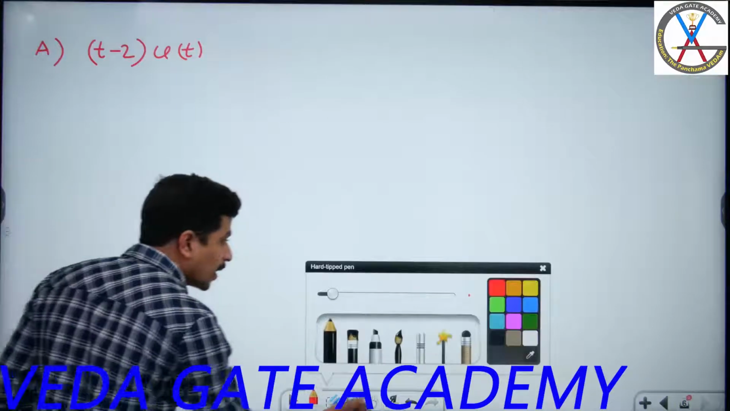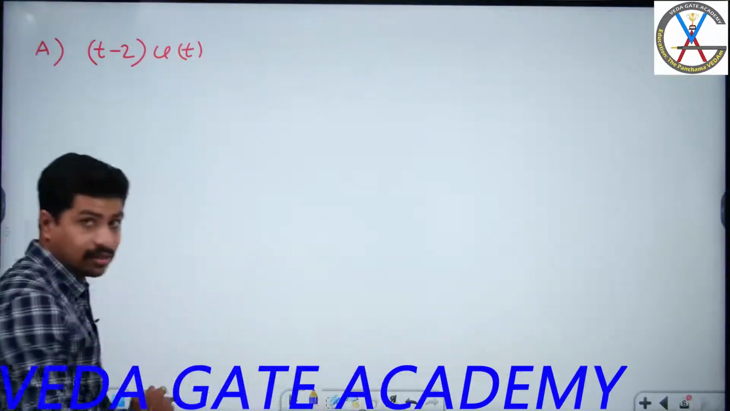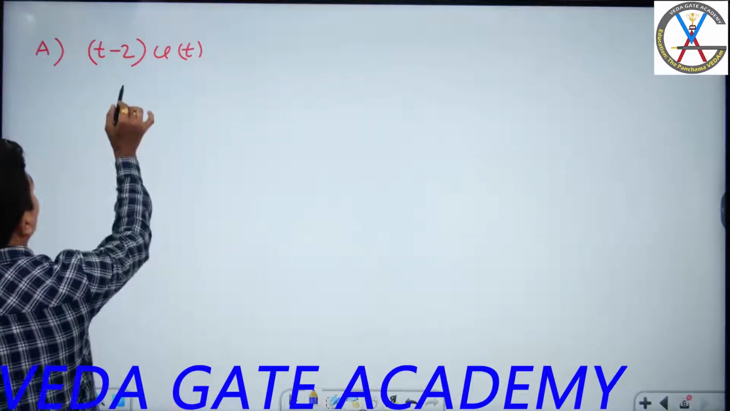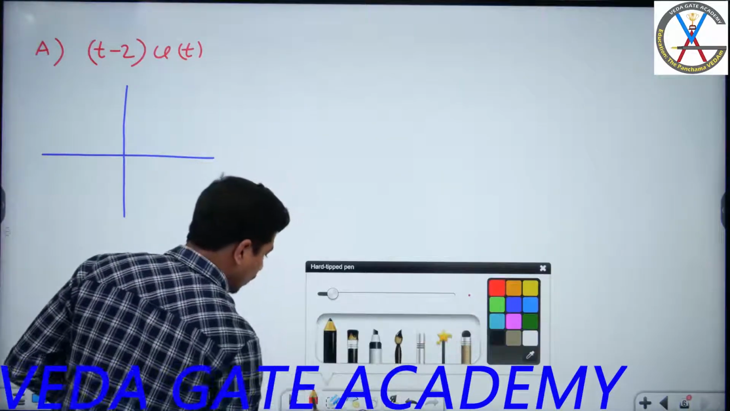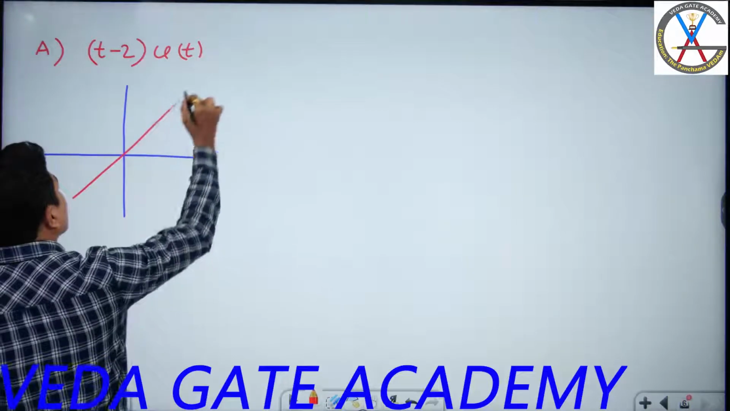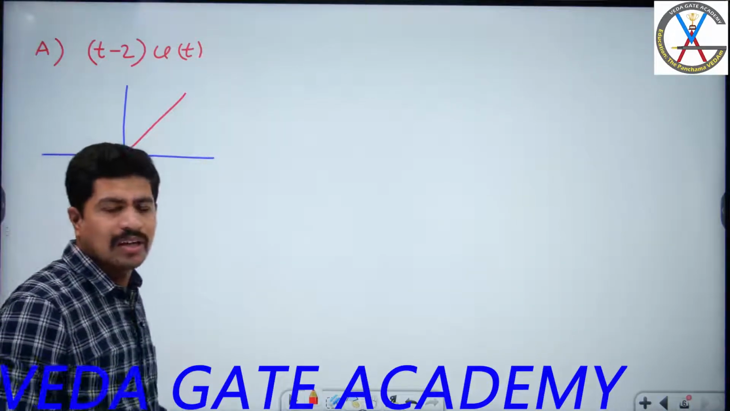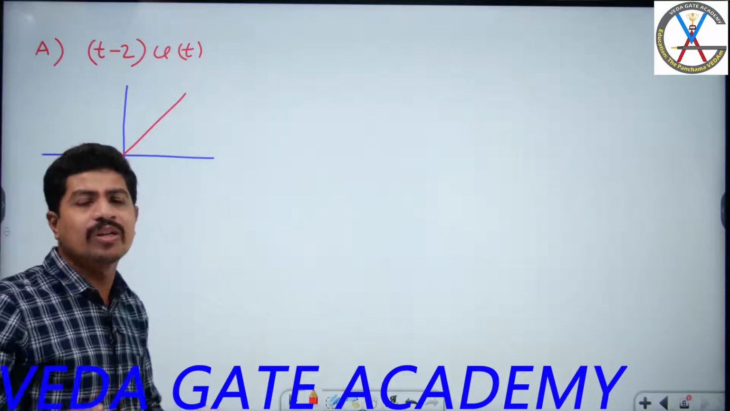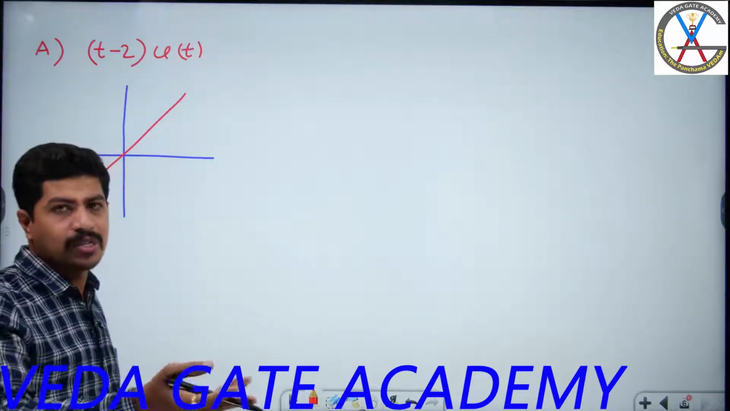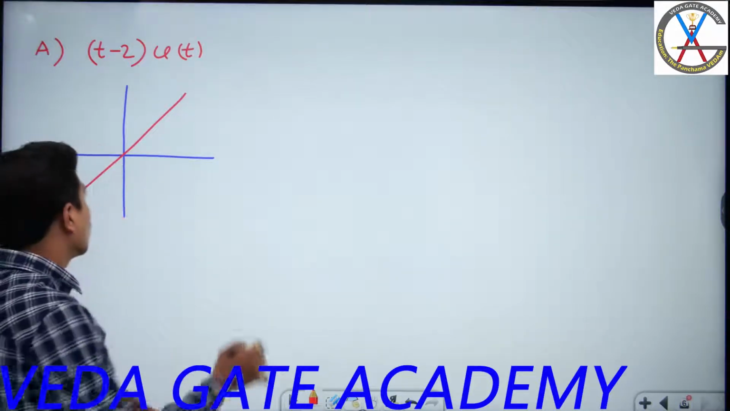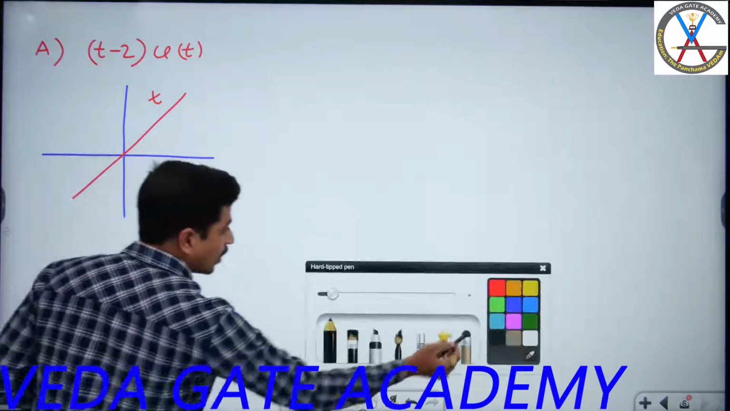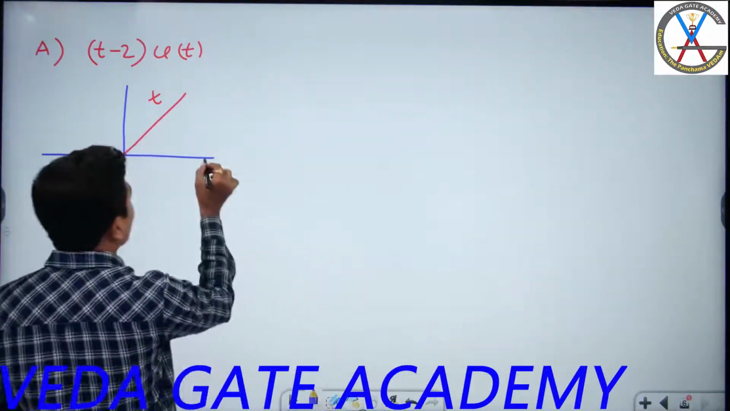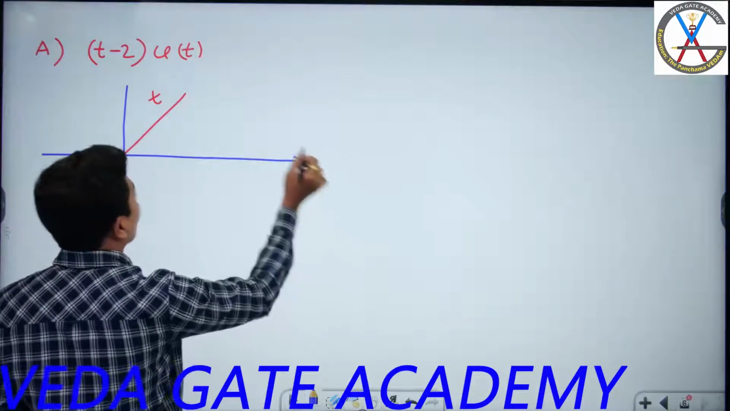Before we draw T minus 2, let us draw T first. What is T? T is very simple. It's a straight line passing through the origin. It is like f of t is equal to t, y is equal to mx, where m is equal to 1 here. This is the graph of t. Very simple. We are only doing 10th class mathematics, not more than that.